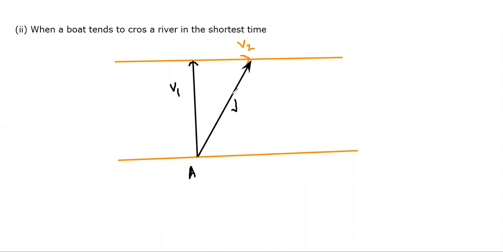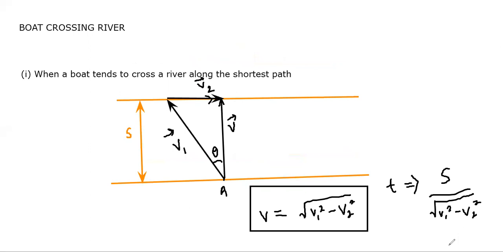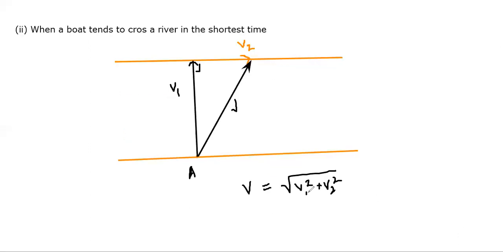Now, how will you calculate the value of this V? Now this V is the hypotenuse. This is 90 degrees. So the value of V would be under root V1 square plus V2 square. In the last case, it was V1 square minus V2 square. Here it is V1 square plus V2 square. Understood?